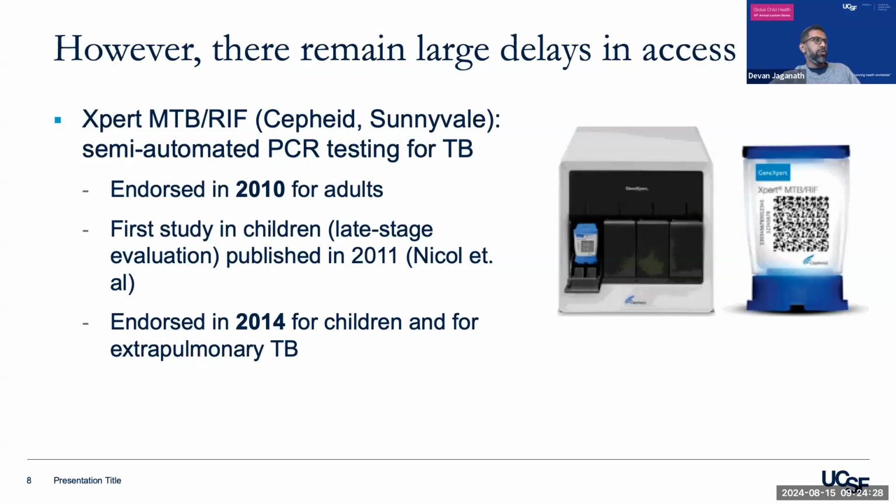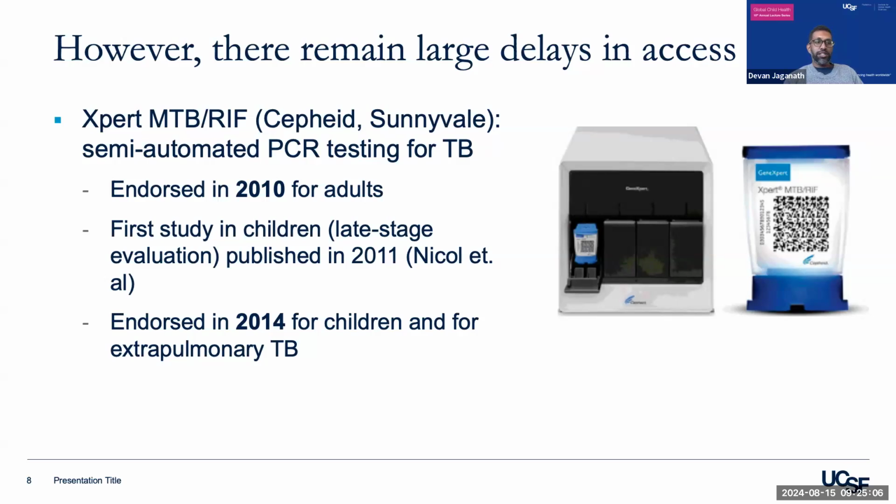And just as a couple examples, Xpert MTB/RIF, some may be familiar with this, is a test that was developed by Cepheid, which is nearby in Sunnyvale. And I would say PCR testing in general, and then Xpert in particular, have really revolutionized TB testing globally, where we could implement PCR tests in more peripheral settings and have a result in 90 minutes. It has really been a great contribution to global TB. But when we look at the history of it, it was endorsed in 2010.